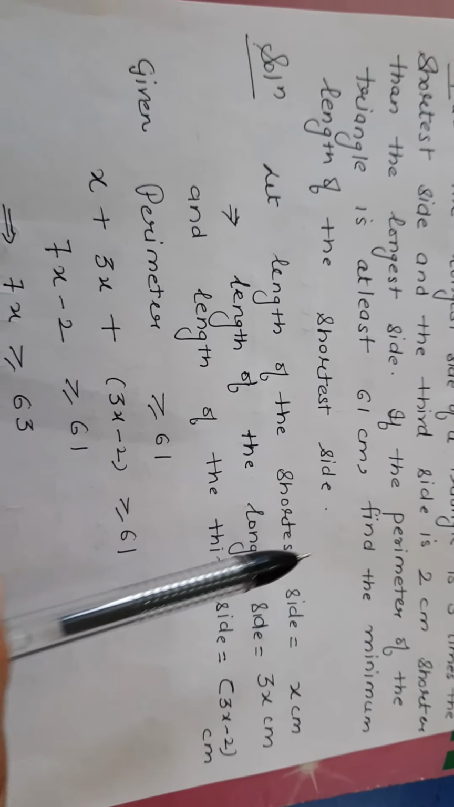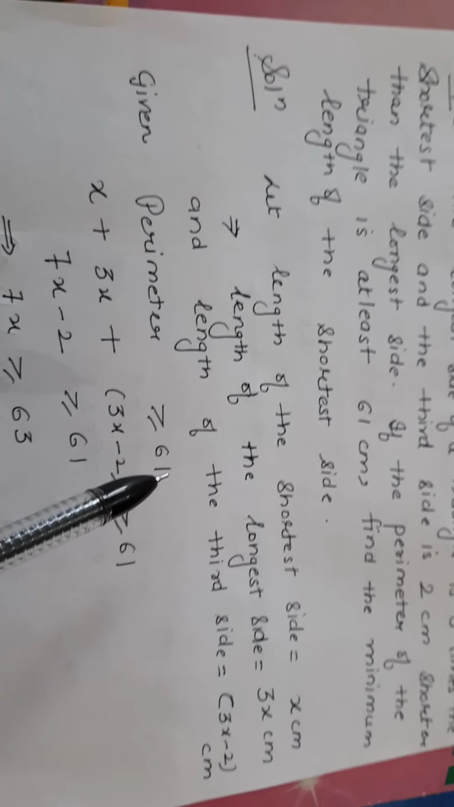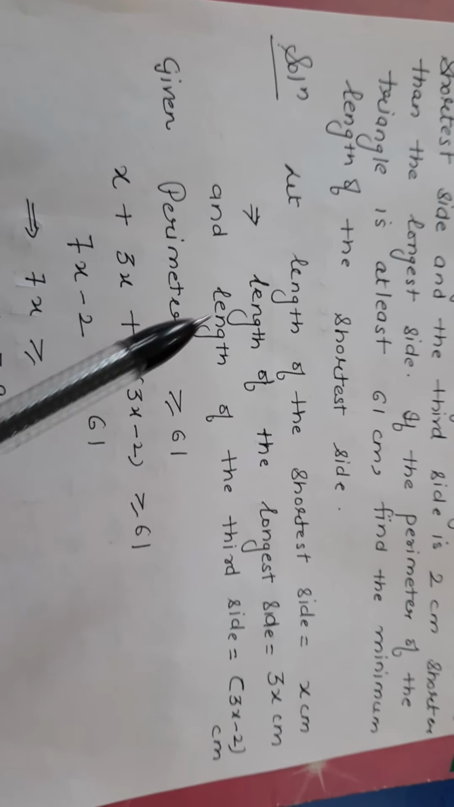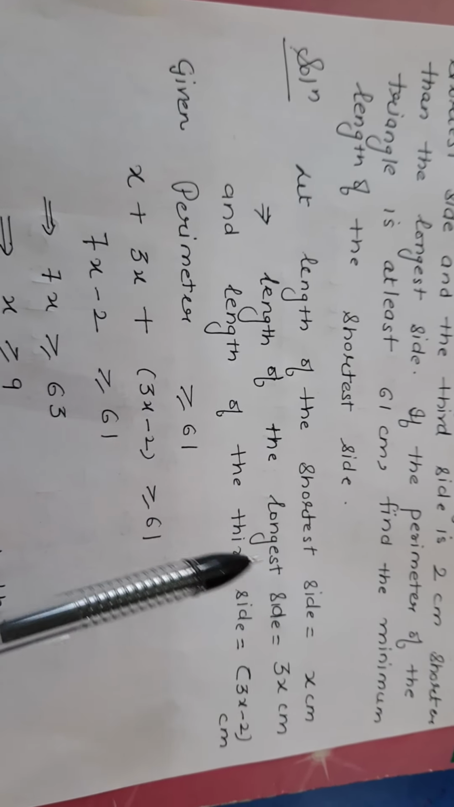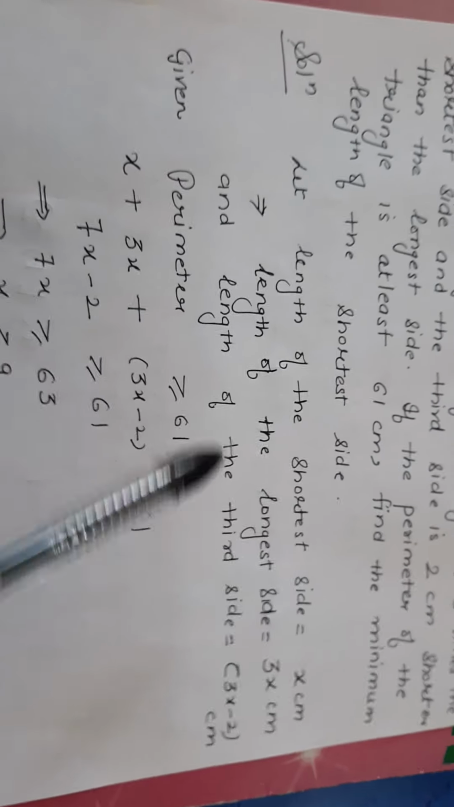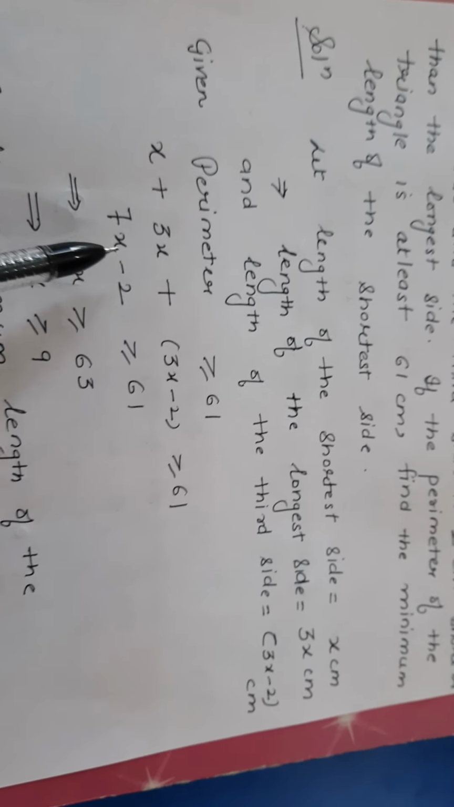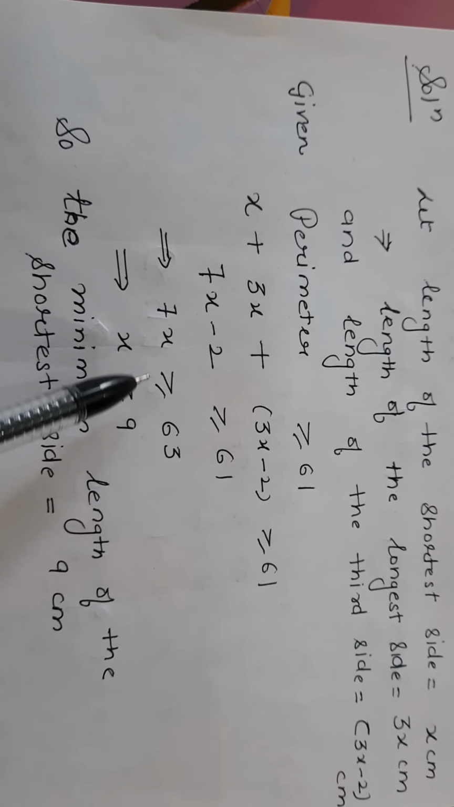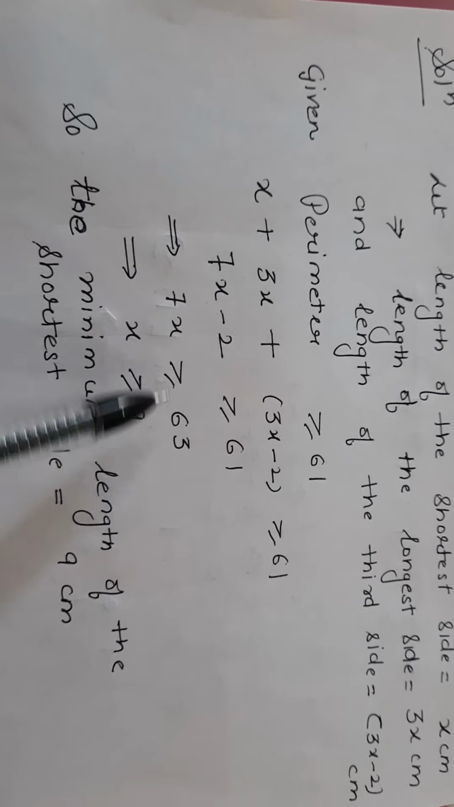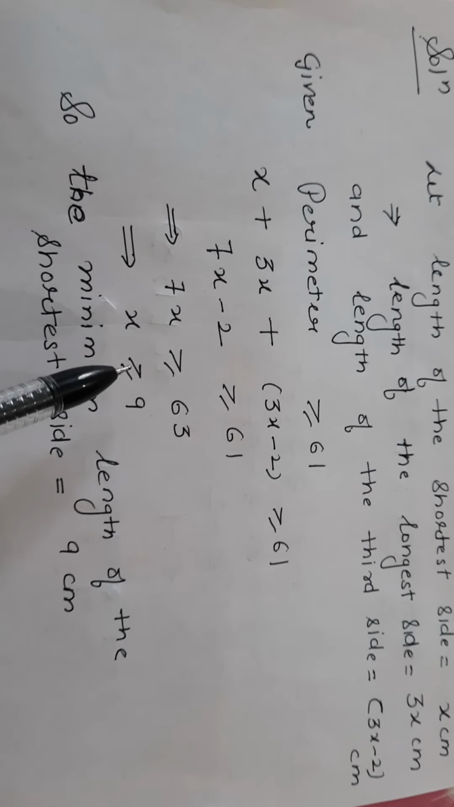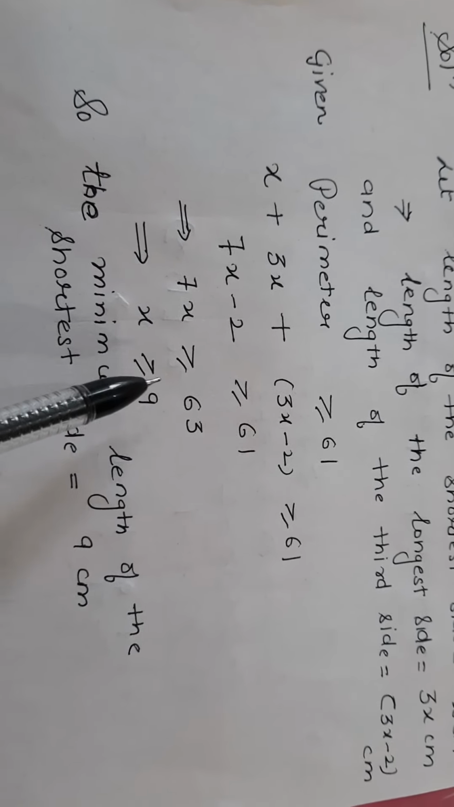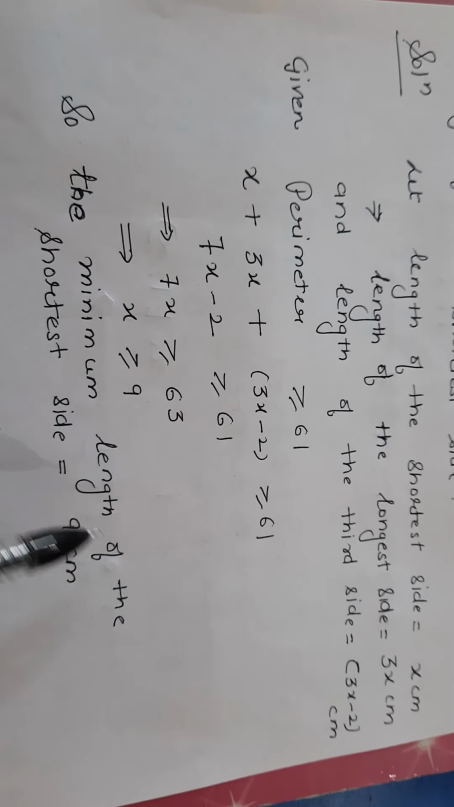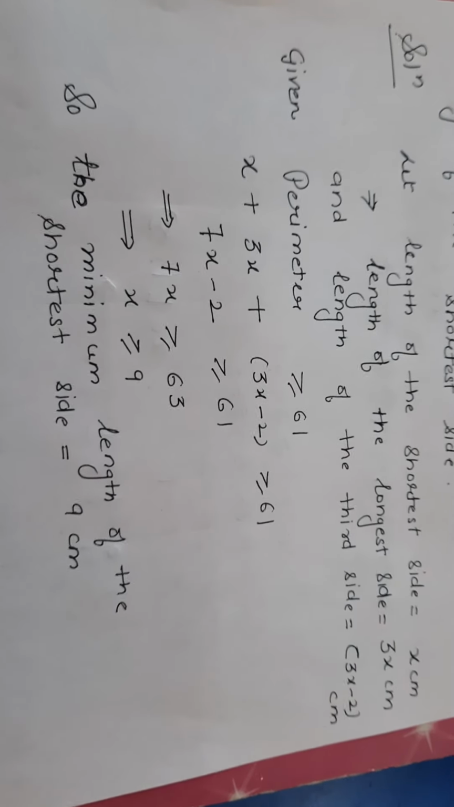Now we are given the perimeter is at least 61 centimeters. That means perimeter is always greater than or equal to 61. We evaluate the perimeter of triangle by adding the sum of all sides of triangle, right? So here you have perimeter. So 7x minus 2 is always greater than or equal to 61, so 7x is greater than or equal to 63. We divide by 7. Positive number, sign will remain same. So x is greater than or equal to 9. So we'll write the minimum length of the shortest side is 9 centimeters.